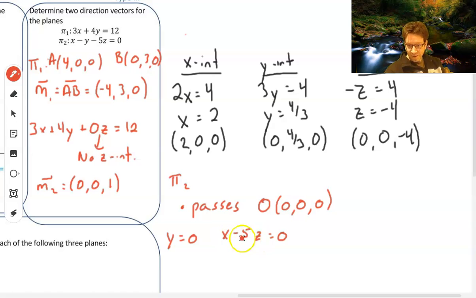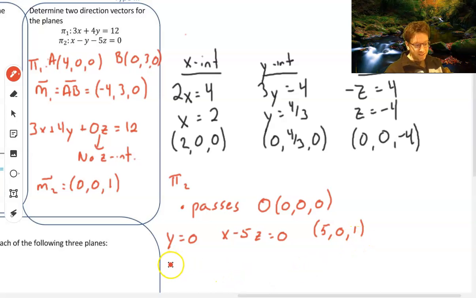And so I can pick points for that. I can find a point on that line. An easy point would be if x is 5 and z is 1. You would see that that would satisfy the equation. 5 minus 5. Right? So there's an easy point.